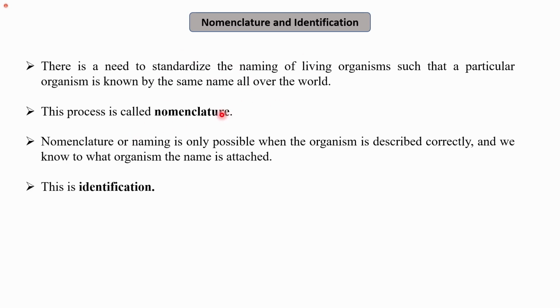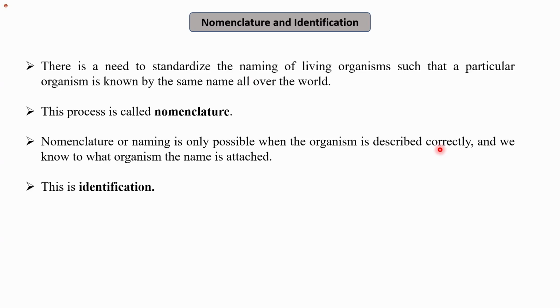Nomenclature is basically a process of naming living organisms such that an organism is known by the same name all over the world to avoid any confusion, irrespective of the languages spoken in any part of the world. Nomenclature is only possible when the organism is described correctly, because if we are saying that it is different from another organism, we have to describe it correctly. What are the similarities? What are the differences from the other organism? What are the properties that make it unique? What are the exclusive properties present only in this organism? All these things need to be identified, and this process is called identification.